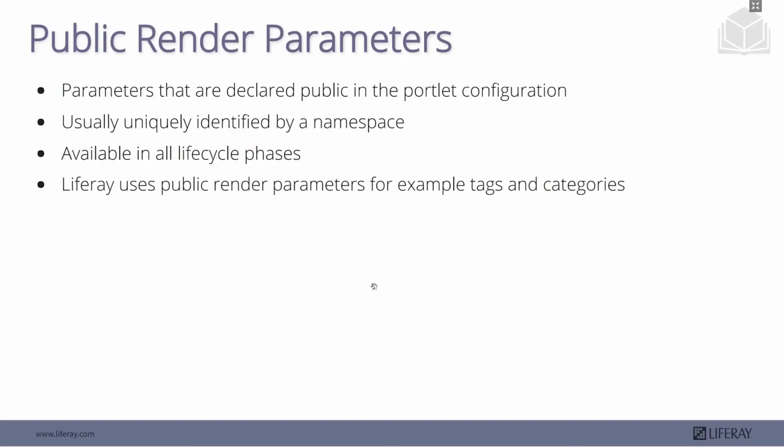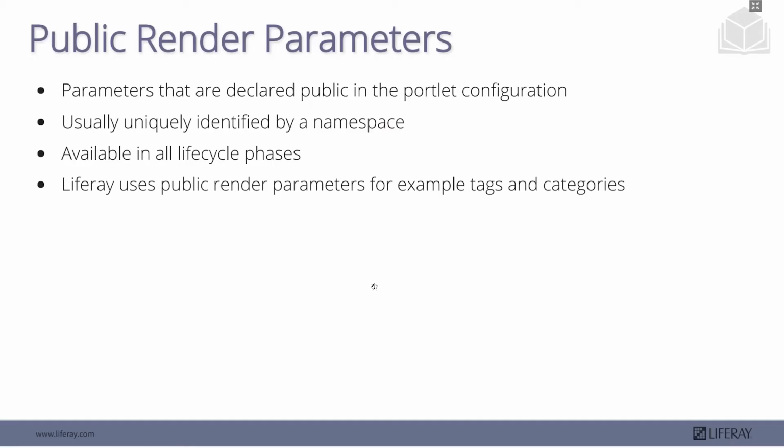Now, don't think about analogies too much because they eventually break down, but it's a good comparison. So public render parameters are parameters that can be accessed and manipulated anytime during the portlet lifecycle. So what we can do is set the public render parameter at any time, and we can also read it pretty much at any time.